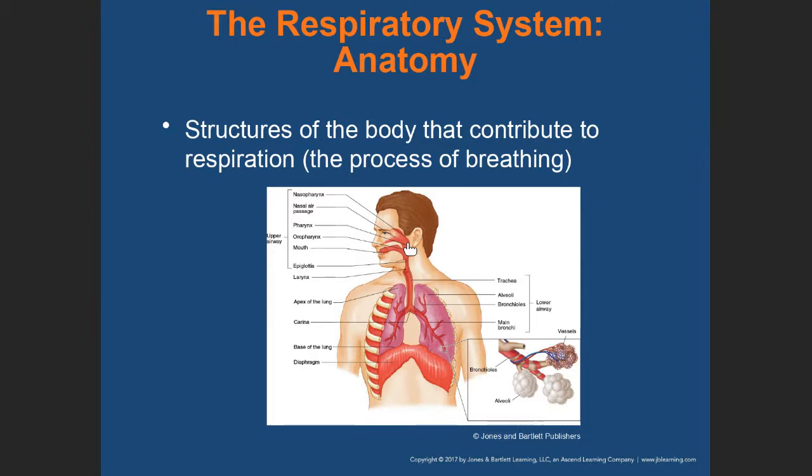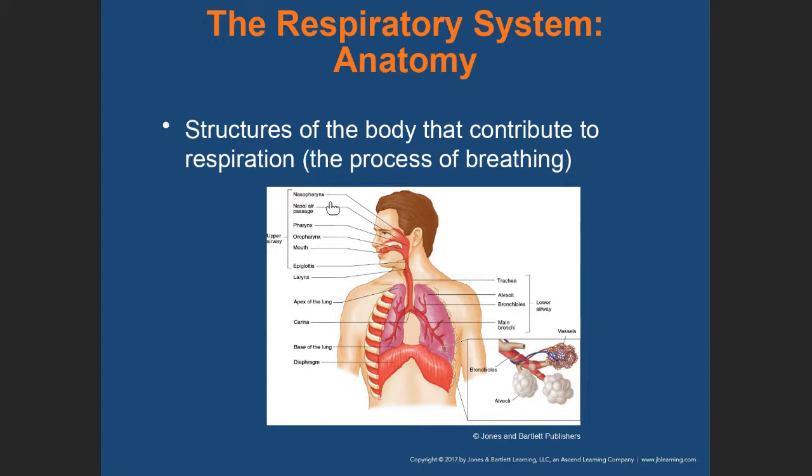In the upper airway, we also have the epiglottis, which is a leaf-shaped cartilaginous structure that is above the vocal cords or vocal opening or glottic opening. So the epiglottis is above the glottic opening. The purpose of the epiglottis is to prevent anything that is not air from entering the lungs. That's the main purpose of the epiglottis.